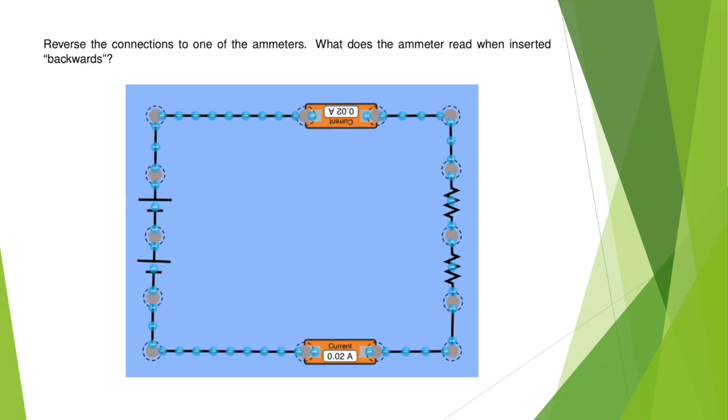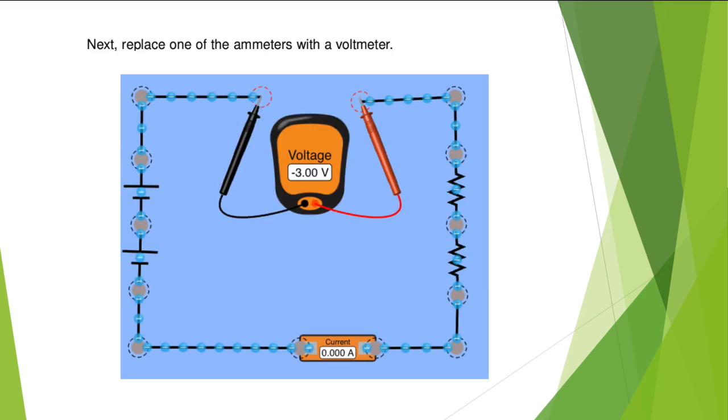Reverse the connections to one of the ammeters. What does the ammeter read when inserted backwards? So I reversed the top ammeter, and you can see that the current still reads as 0.02 amps. Next, replace one of the ammeters with a voltmeter. The voltmeter has very high resistance, so the current does not flow through to the ammeter. Therefore, it reads 0 amps. The voltmeter measures a voltage drop of 3 volts, since it is the only voltage drop now.